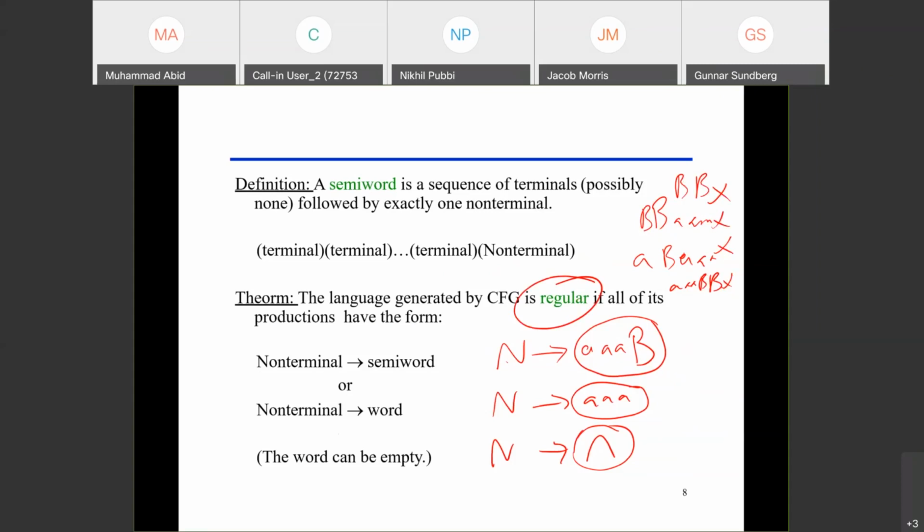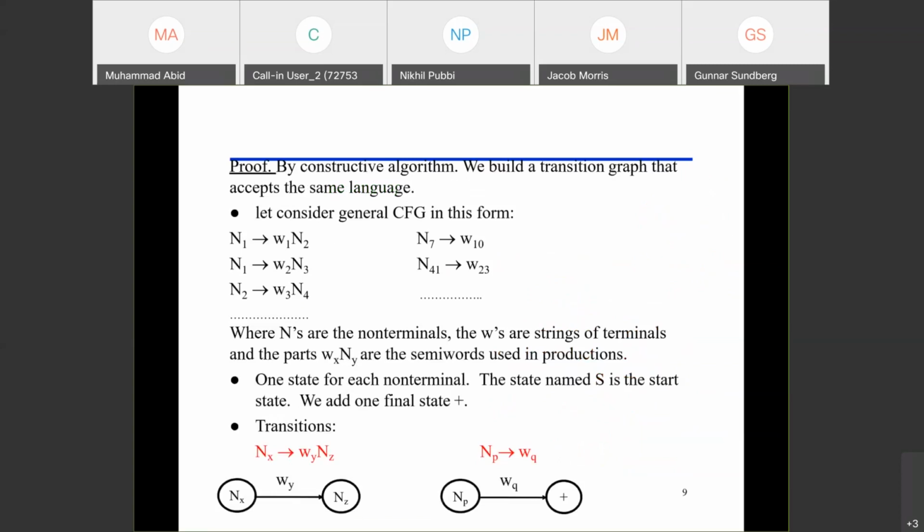Okay, so the language generated by a CFG is regular if all of its productions have the form where all the production rules are semi-word, or just word. Okay. Now we can see this by a constructive algorithm. So let's say we have a grammar, and if you see this, this is your non-terminal, this is your word, and this is exactly one non-terminal. Word exactly one non-terminal, word exactly one non-terminal, or just a word, just a word. So this context-free grammar represents a regular language.